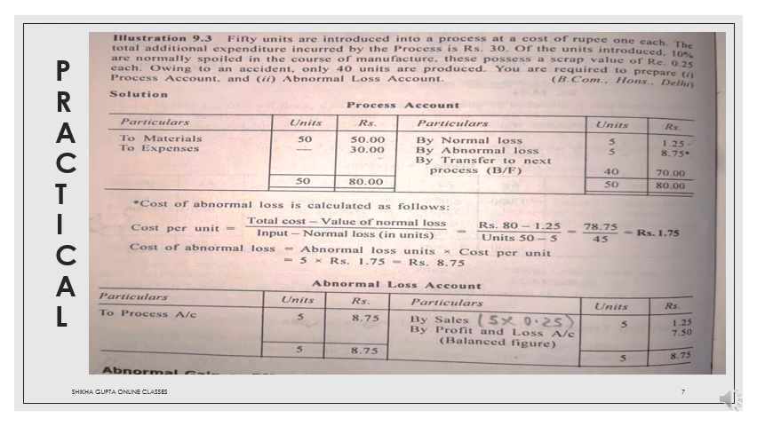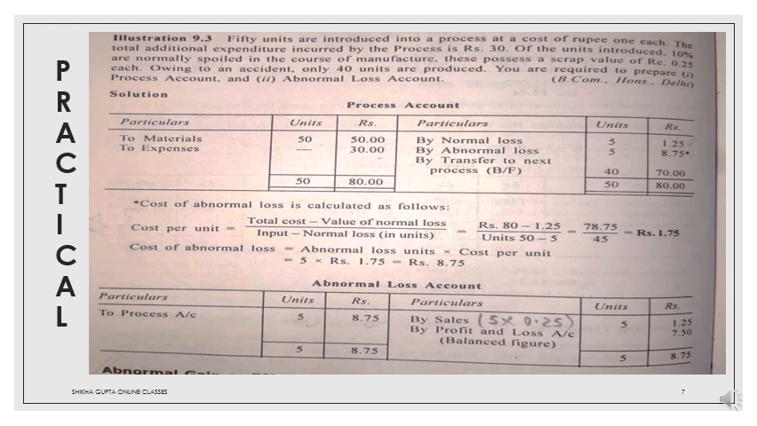Yeah. So just look at a small practical first, then we'll move on to the full-fledged question. In this question, we have been given 50 units of material and the cost per unit is 1 rupee each. So you can see the solution side by side also. We have 50 units of material costing 50 rupees. And we have been given extra expenses of 30 rupees. So the total expenditure incurred is 80 rupees.